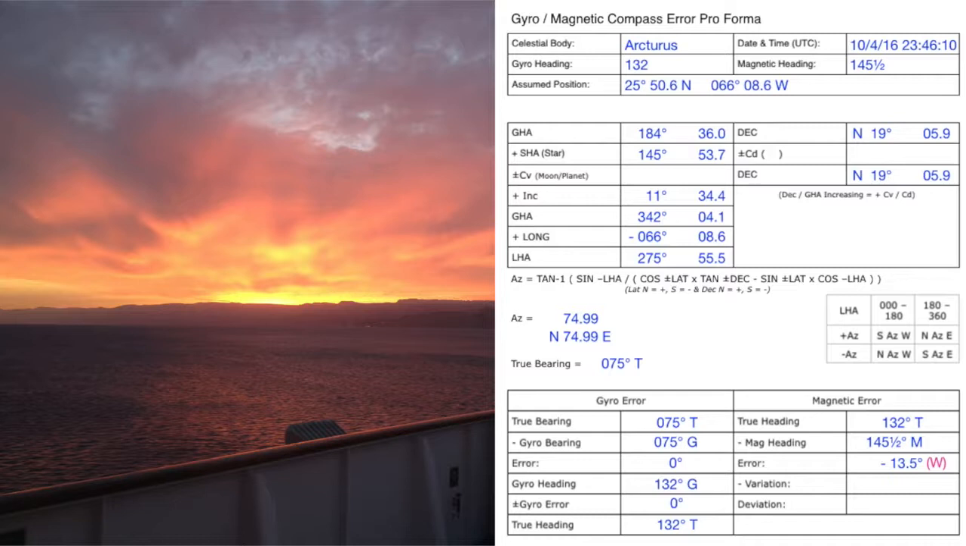The variation we obtain from the nautical chart or our ECDIS system for the current ship's position, which in this case is 13.7 west. As it's west, we consider it as a negative value, so we can do negative 13.5 minus negative 13.7, which gives us 0.2 degrees. As it's positive, we say it's east, so the magnetic compass deviation on our current heading is 0.2 degrees east.